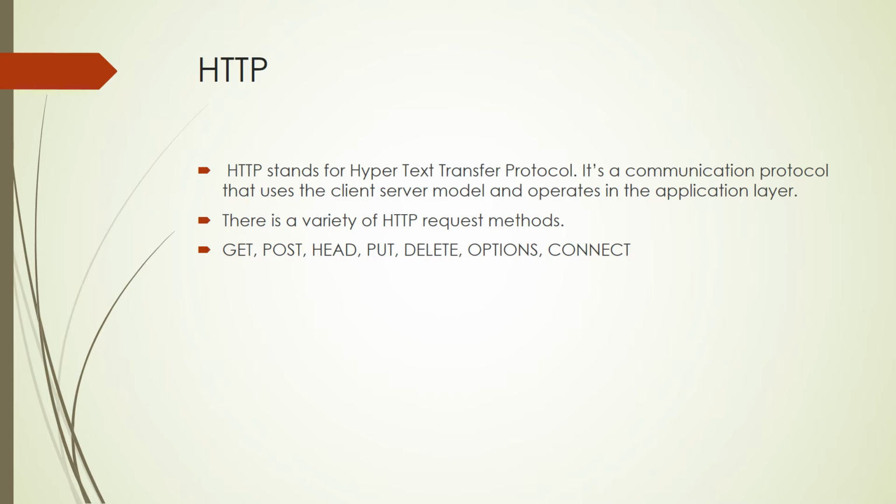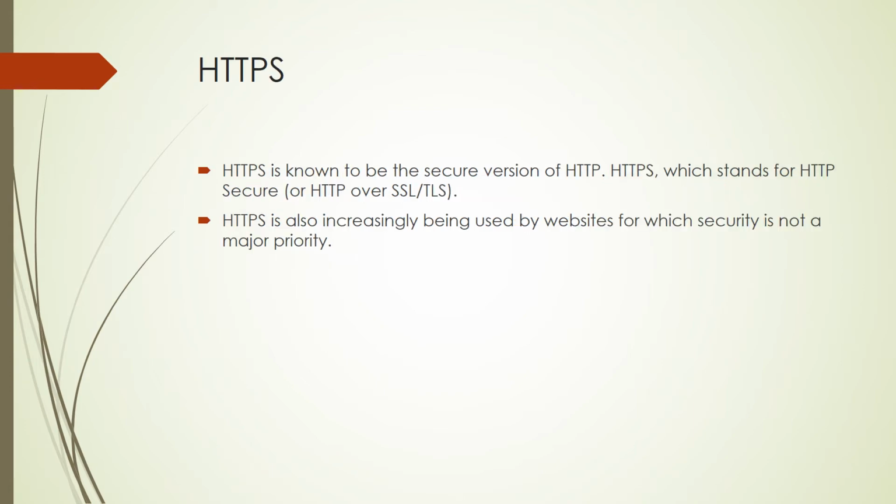The next one is the HEAD request method, which is the same as GET, but it returns only HTTP headers. PUT uploads a representation of the specified URI, and DELETE deletes a specified resource. OPTIONS, on the other hand, returns the HTTP methods the server supports, and CONNECT converts the request connection into a transparent TCP/IP tunnel.